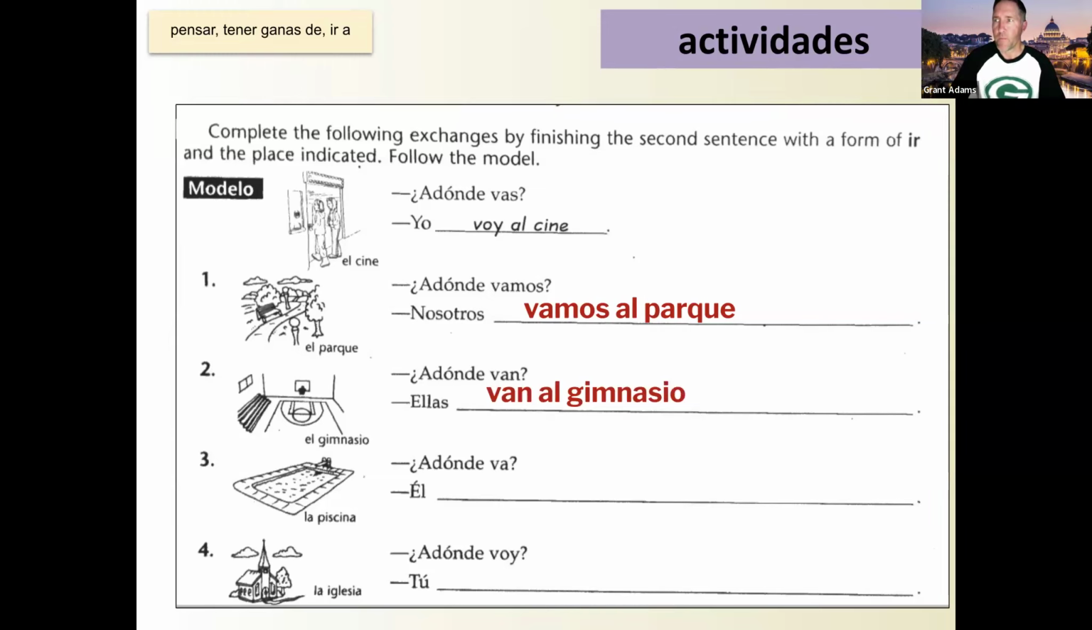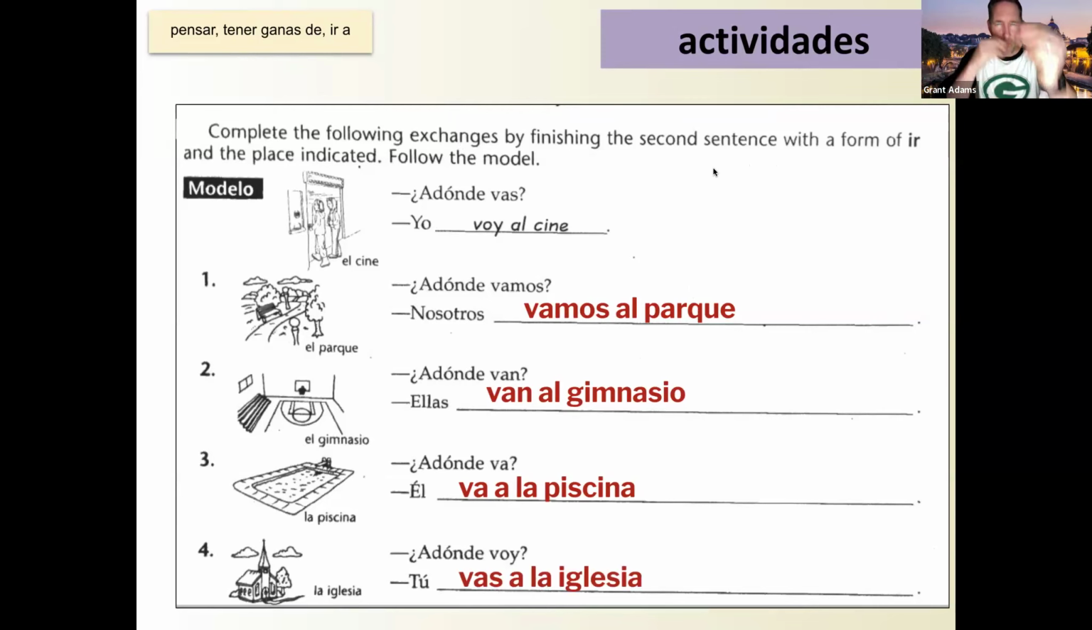Perfecto. Muy bien. Ok, good. Excelente. Él va a la piscina. ¿Dónde va él? Él va a la piscina. ¿A dónde voy? Meaning, where am I going? You know what you just told me to drive. Where am I going? You're going to church. Pretend your mom's talking to you. Okay. Muy bien, excelente. Tú vas a la iglesia.